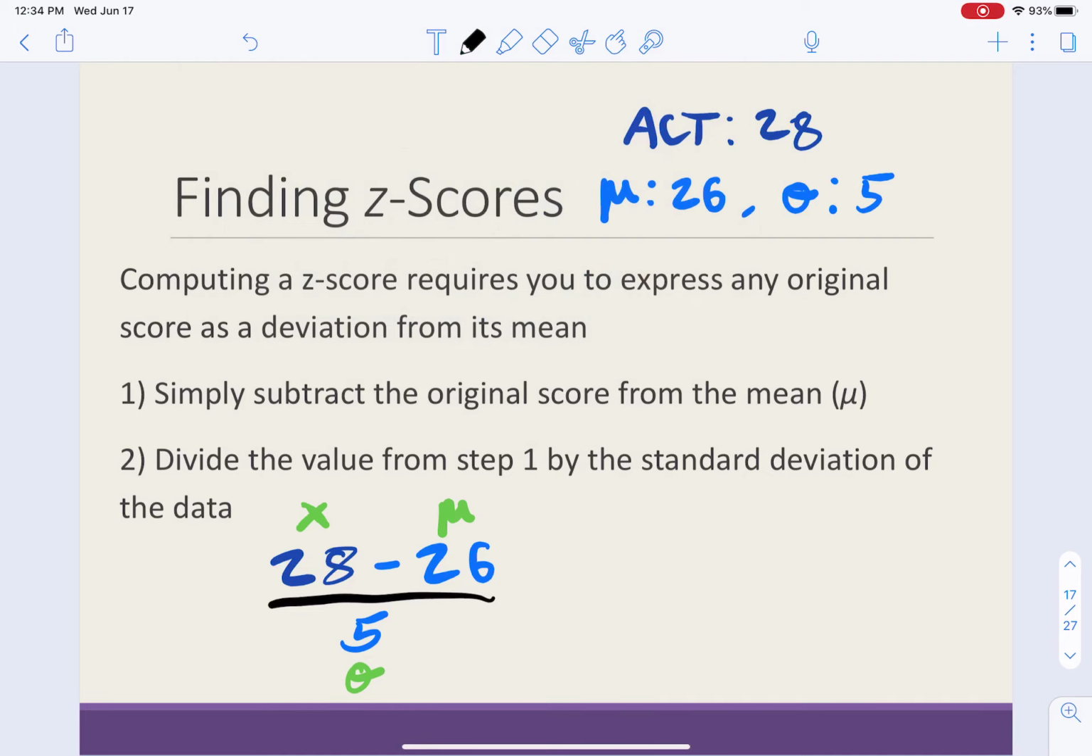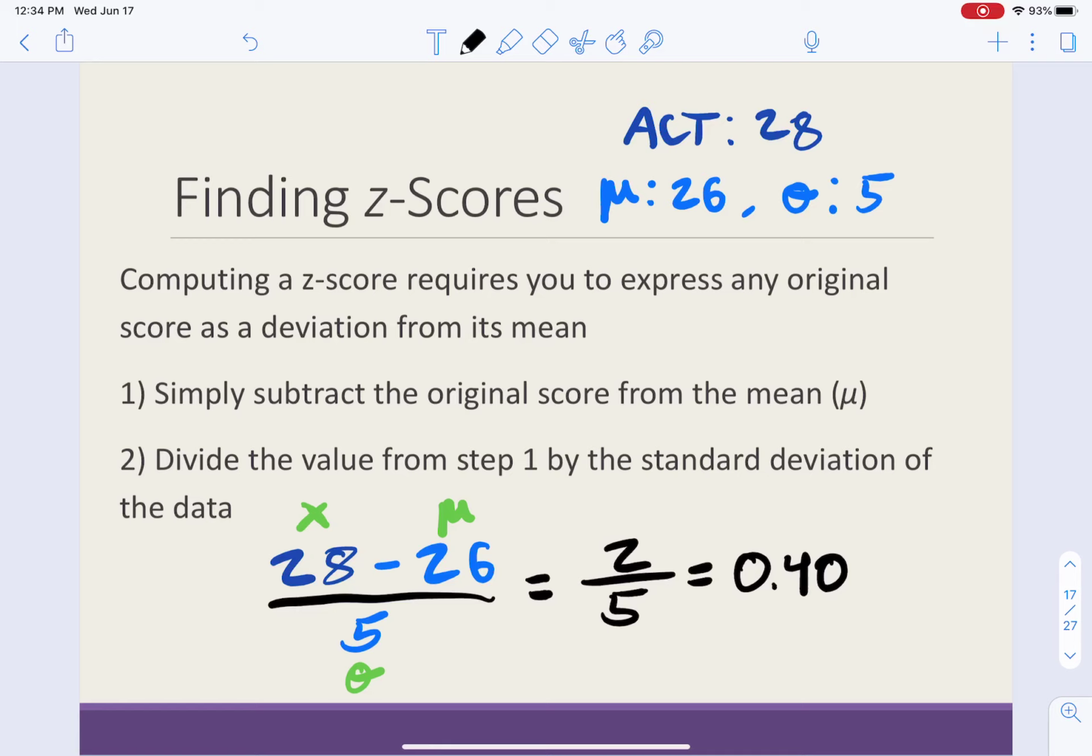Some of this I can do in my head. So 28 minus 26, that's 2. All right, and then 2 divided by 5. Now, in stats and in this class, let's just work out fractions. So instead of keeping it 2 over 5, we'll say this is 0.4. Okay, and since 2 decimal places, we'll say 0.40. Okay. All right. So that's easy enough.